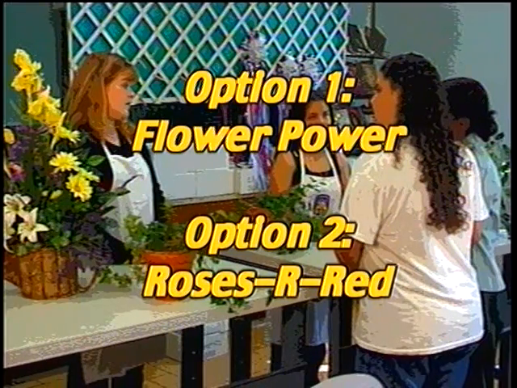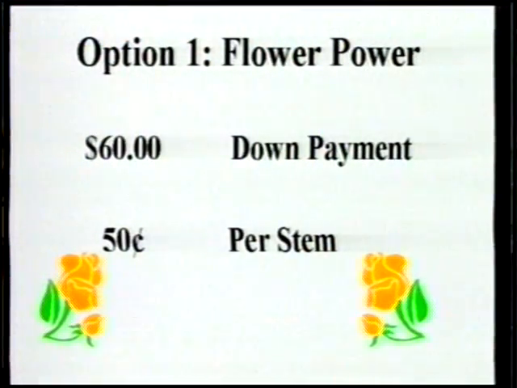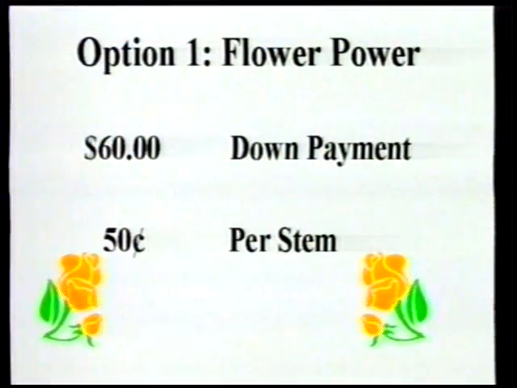Our students will be shopping with one of two companies to purchase their homecoming flowers. They'll shop with either the Flower Power Company or the Roses of Red Company, since flowers for homecoming is a going thing these days. Flower Power presents the following proposition. The homecoming committee will have to pay a $60 down payment and pay 50 cents per stem of rose that they supply.